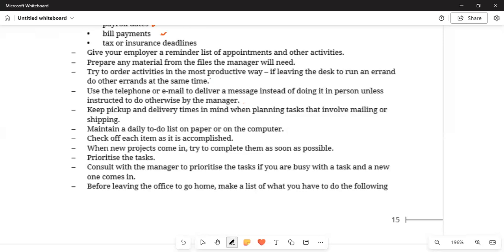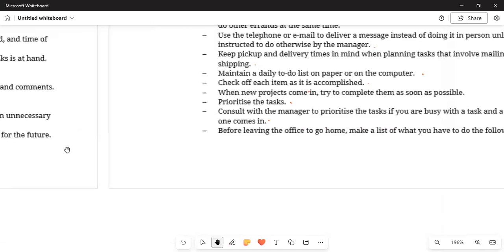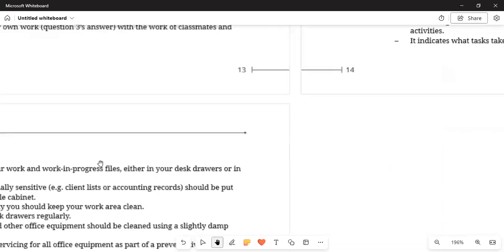Maintain a daily to-do list on paper or on the computer. Check off each item as it is accomplished. When new projects come in, try to complete them as soon as possible. And then prioritize the task. Consult with the manager to prioritize the task if you are busy with a task and a new one comes in. Before leaving the office to go home, make a list of what you have to do the following day. And then we say that we must also know all those included.